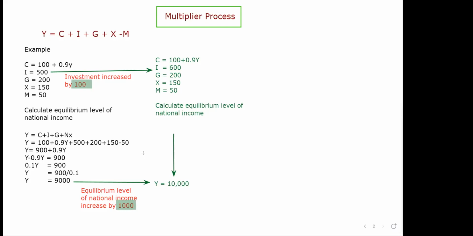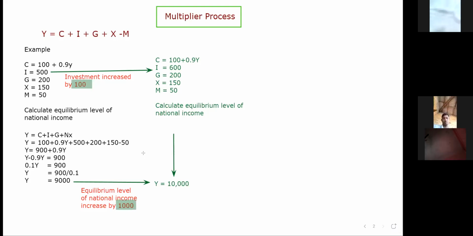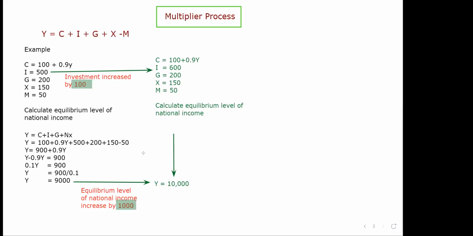Okay, multiplier effect, fine. But what is the logic behind this? How can that happen? Yes, I get it. 100 has got multiplied by 10 and it has become 1,000. But what is the logic behind it? Listen to the logic behind it. Listen to a practical story. Yes, you all are giving me equations, multiplier effect, all of it. Listen to a story.